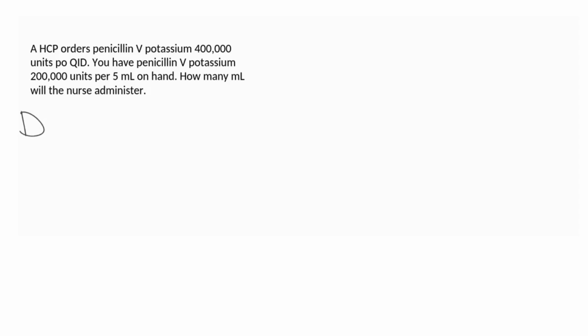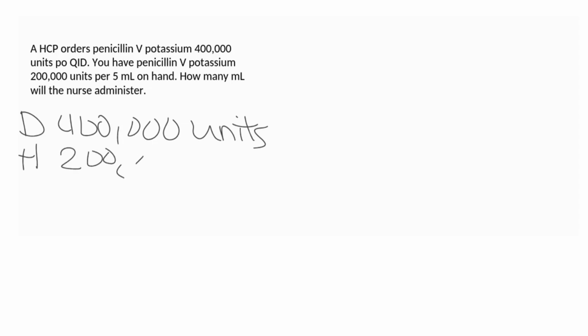D, what do we have ordered? Our dose ordered is 400,000 units. What do we have on hand? We have 200,000 units, and our quantity is per 5 milliliters.